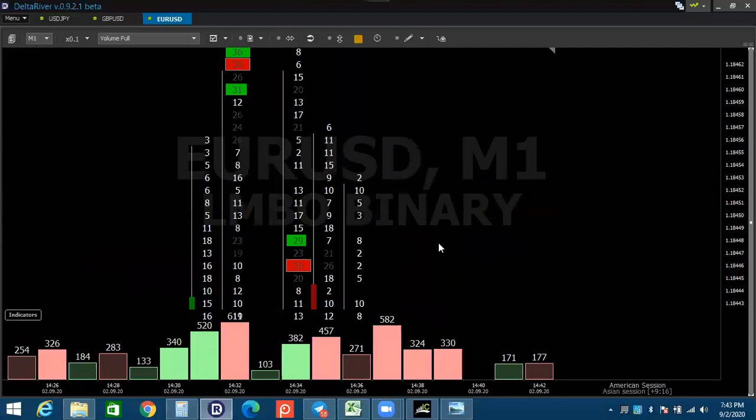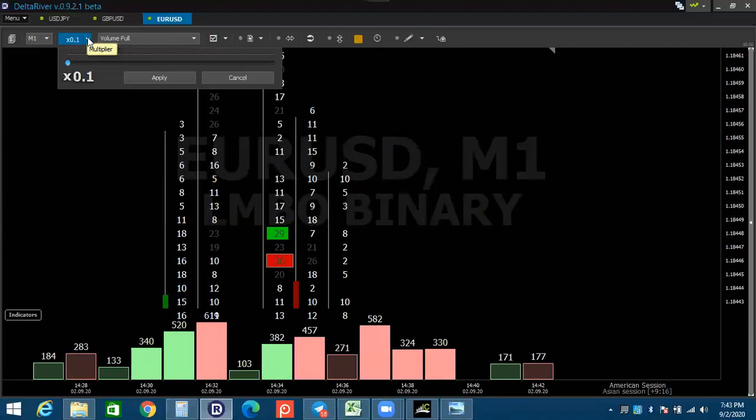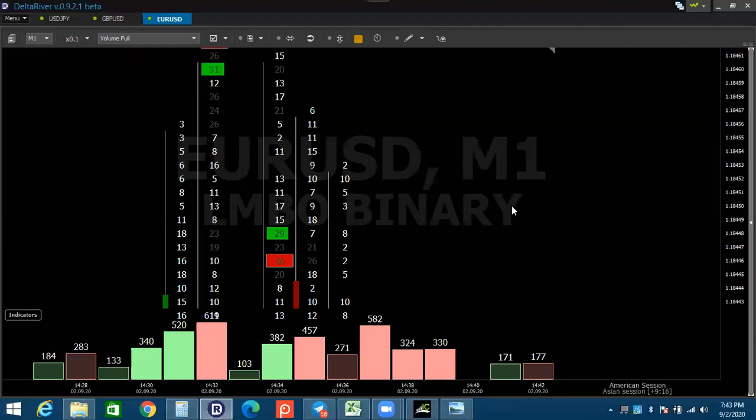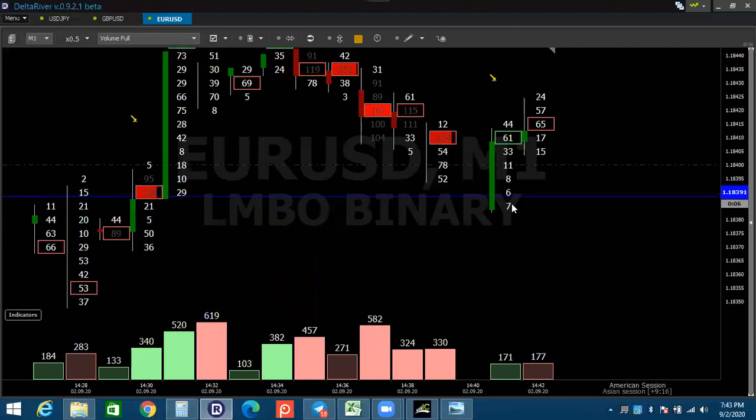So we need to increase the multiplier so that the data is gathered and gives us a sense. Here we will increase from 0.1 to 0.5. It's the middle and it's looking good. I'm working on 0.5. It gave me good ideas about the volume and which part of the candle the volume is increasing. And the main thing I'm going to say to you, if you open the delta river on your computer, my data and your data will not be the same. There is a change.